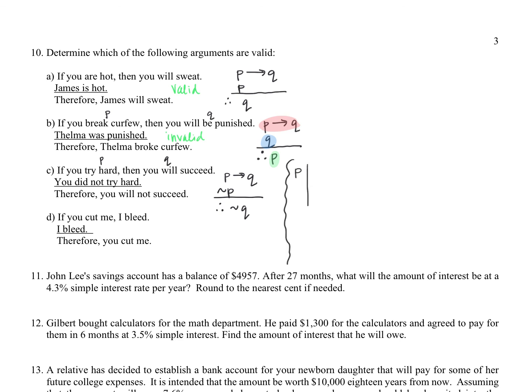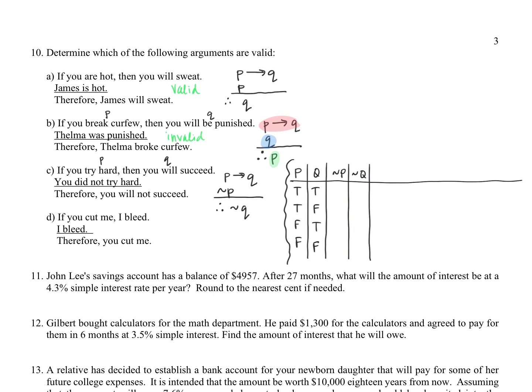So P, Q, so we can start there. Remember, these always start the same. True, true, false, false, true, false, true, false. We can see that we're going to need a not P and a not Q, so I'm going to go ahead and do those here. So not P will be false, false, true, true. Remember, that's the opposite truth values of P. And then not Q will be the opposite truth values of Q, so that will be false, true, false, true.